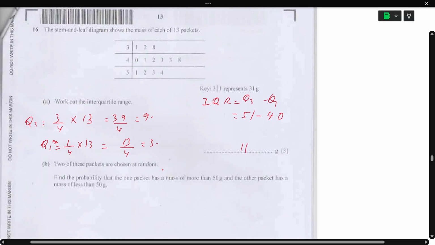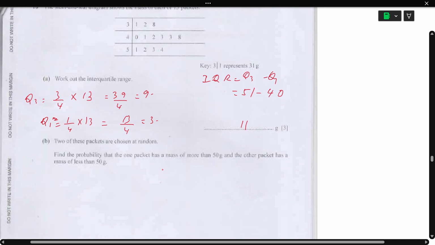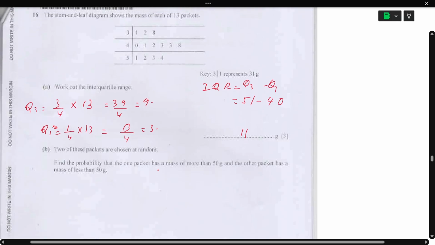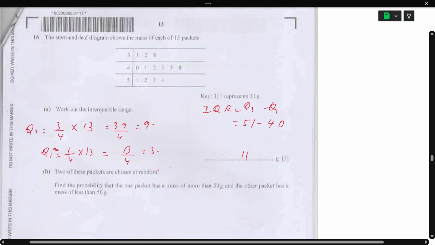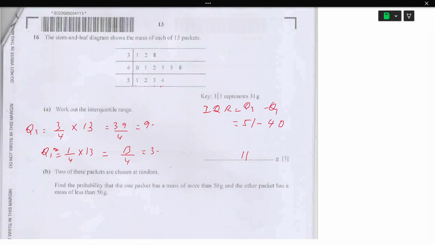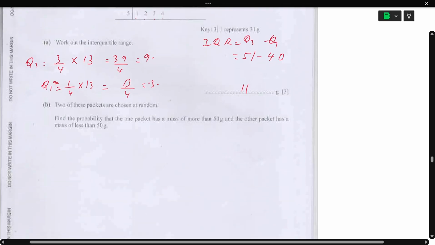Next question, two of the packets are chosen at random. Find the probability that one packet has mass of more than 50 gram, and another one has mass less than 50 gram. So above 50 is 1 2 3 4. Then below 50 is going to be 9. Total 13, because below 50 is going to be 9.